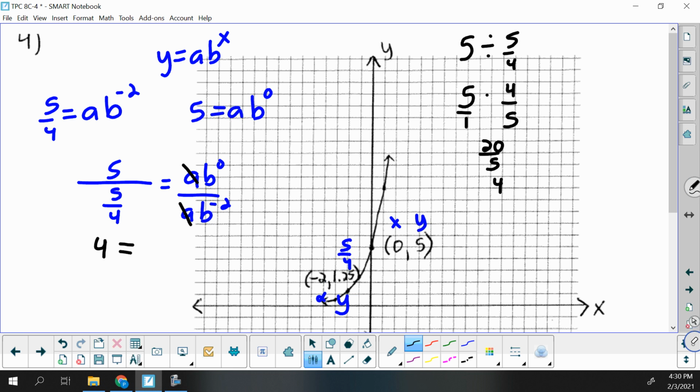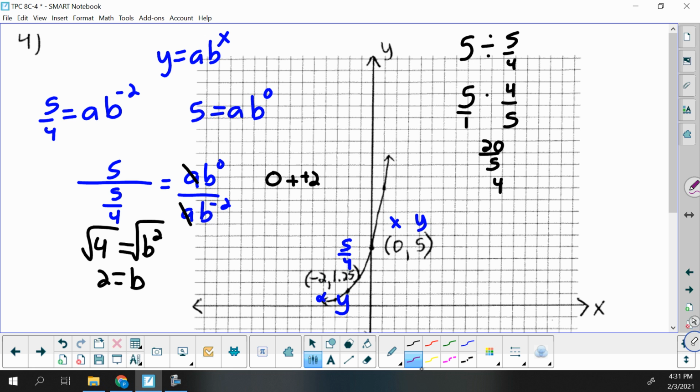The a's divide out, and be really careful when subtracting your exponents. We're doing 0 minus a -2. So that becomes plus, so we'll really have b to the second. We're going to take the square root of both sides. We'll get b is equal to 2.